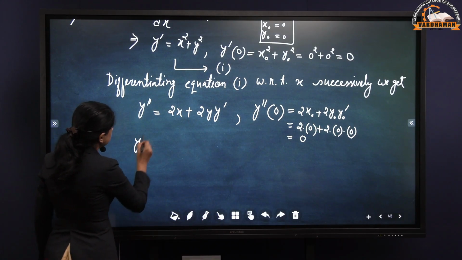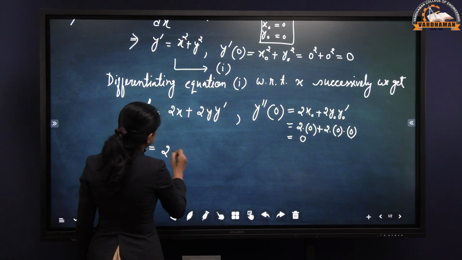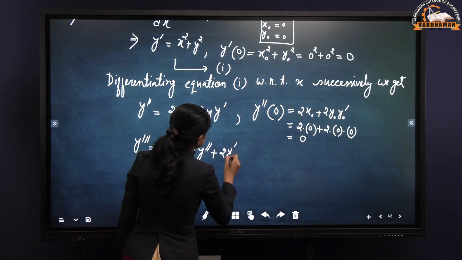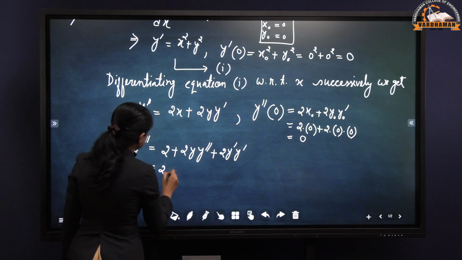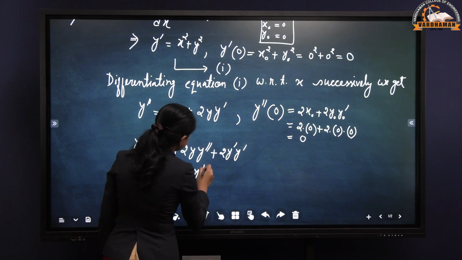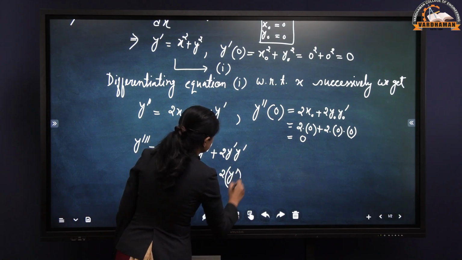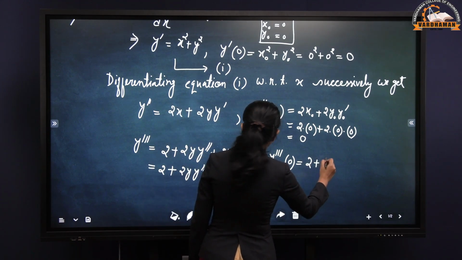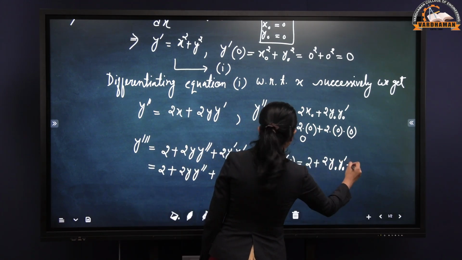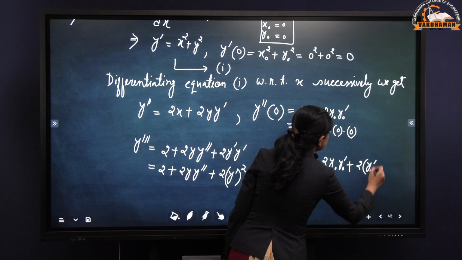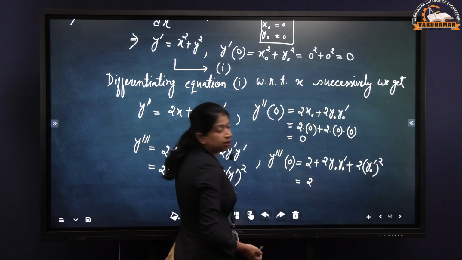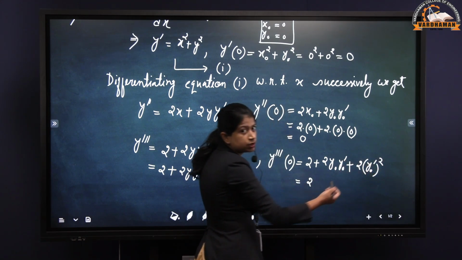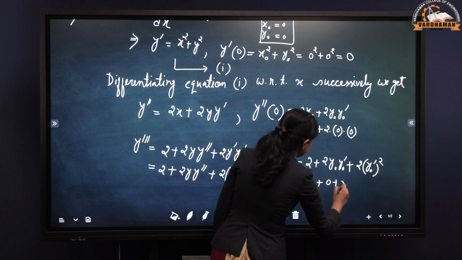So this is also 0. Now next we will get y triple dash. Y triple dash will be 2 plus 2y into y double dash plus 2 into y dash into y dash. So this is 2 plus 2y into y double dash plus 2 into y dash whole square. Now if we find y triple dash at 0, we will get 2 plus 2 into y naught into y naught double dash plus 2 into y naught dash whole square. So this is 2 and these all are 0. Y naught is 0, y naught dash is 0, so the whole square will also be 0. 2 plus 0, we will get 2.